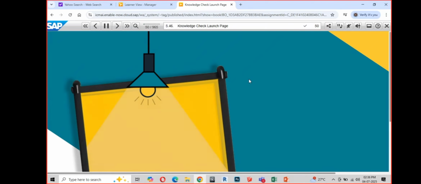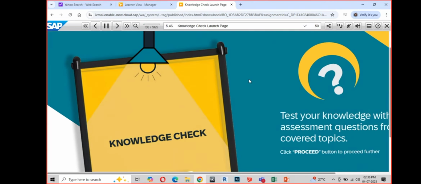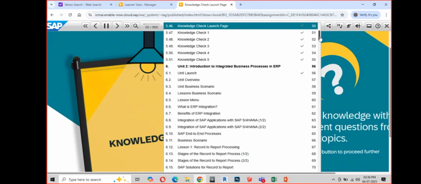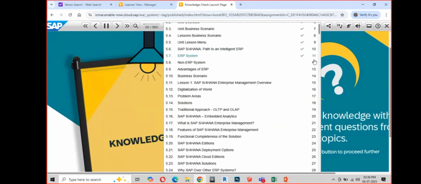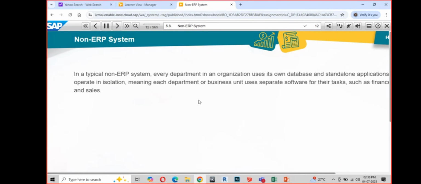See the knowledge check, your questions. Suppose you want to move to the next slide. I stopped somewhere on page 10, right? Page 11, page 12. So what is a non-ERP system? What is a non-ERP system? Now, I was using some ERP product, not necessarily SAP, could be something else also.